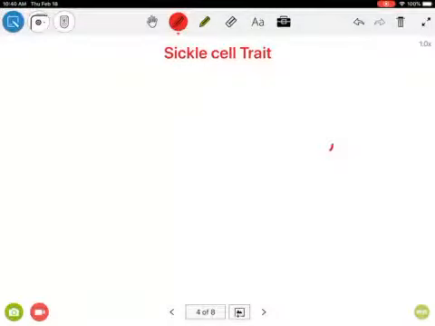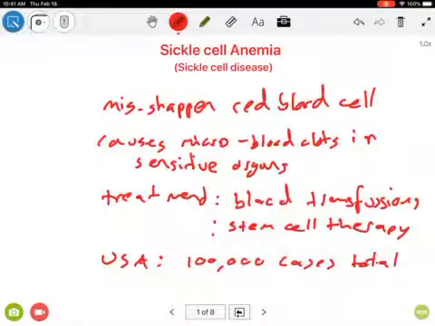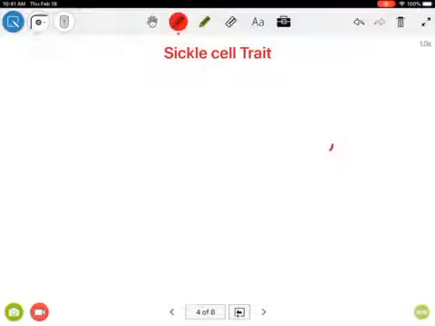All right, let's talk about something else called sickle cell trait. So this is actually far more common in the world and far more common in the United States. Now, a lot of people get these questions wrong on the test because they mix up sickle cell anemia and sickle cell trait. Okay, let's go back and look at that. There's two things you can call it. Sickle cell anemia is sometimes called sickle cell disease, but sickle cell trait will always be called sickle cell trait.